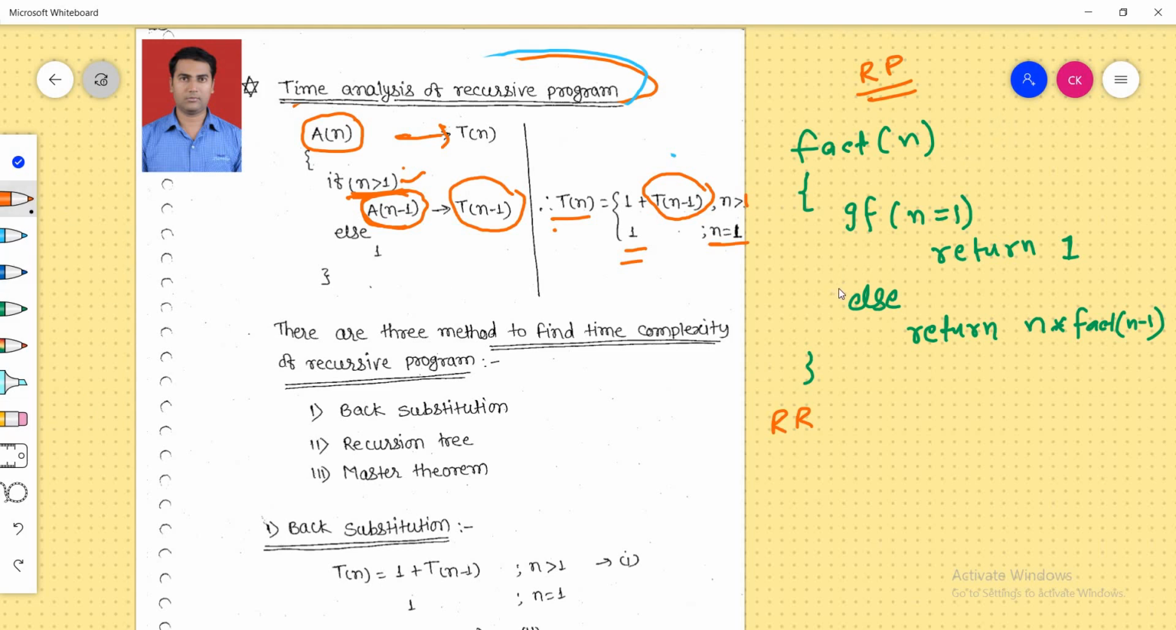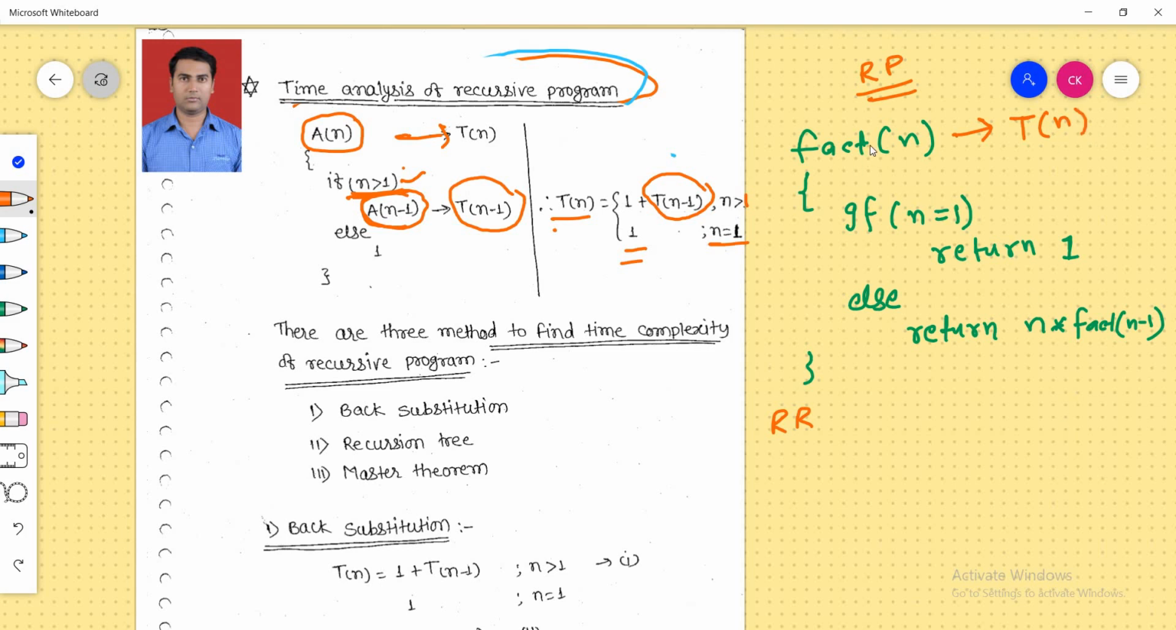You have to know how to write the recurrence relation. In some cases, you are directly given the recurrence relation and you have to solve it, but in some cases you are given only the recursive program and you have to find the time complexity. So in order to solve the time complexity, you have to convert the recursive program into a recurrence relation first, then solve it. So let us suppose, in order to find fact of n, T(n) amount of time is required.